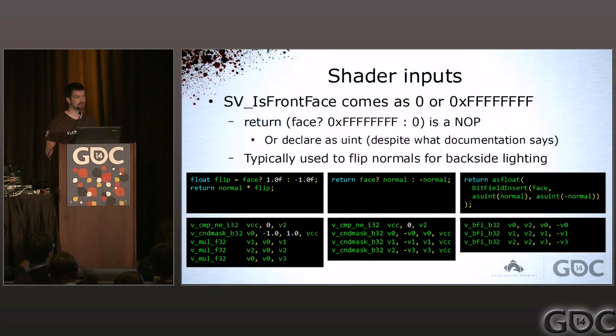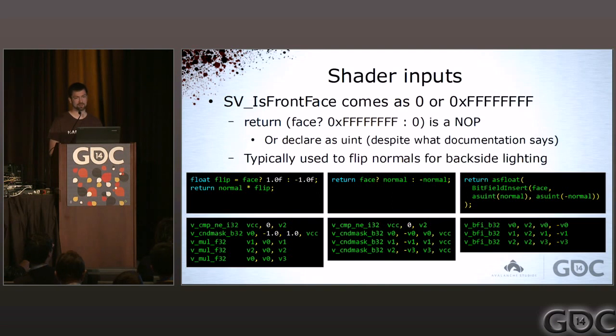Another thing that comes preloaded is the front face flag. It usually comes with all bits set to 0 or all bits set to 1. So the hardware doesn't really have any bool data type in that sense. All registers are 32-bit floats, or 32 bits.